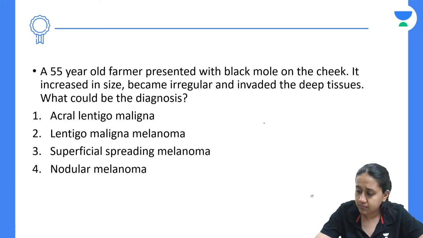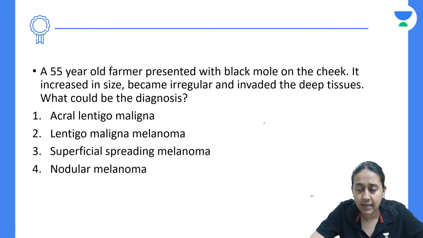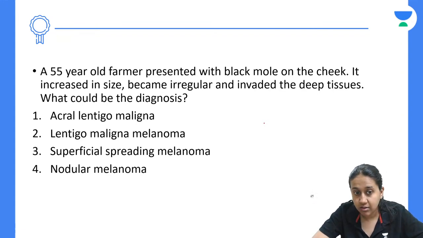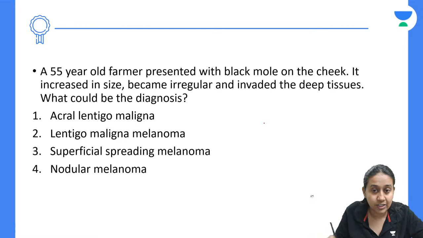The next question is on your screen. A 55-year-old farmer with a black mole on the cheek. It increases in size, becomes irregular and invades the deep tissue. What can be the diagnosis here? Acral lentiginous, lentigo maligna melanoma, superficial spreading, or the nodular type of melanoma. Very nice, amazing. Please remember, the correct answer for this particular question will be option number.